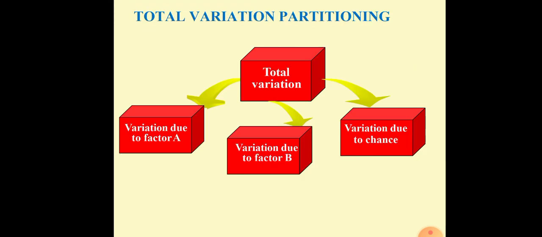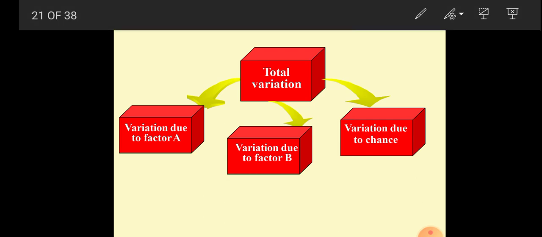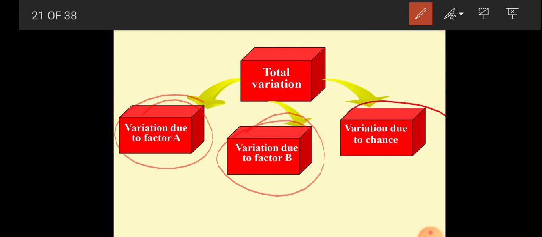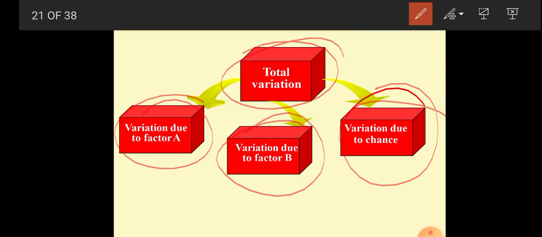Total variation: as the name says, two-way ANOVA, so two factors are involved, like variation due to factor A and variation due to factor B, and the third one is variation due to chance. This one we have studied in one-way ANOVA also, that there is a variation due to factor and another one is variation due to chance. So whenever you are going to study variations, the variation due to chance is always attached to it.